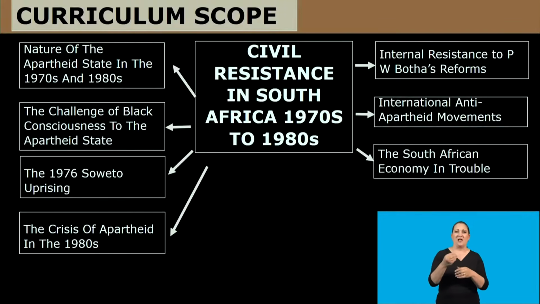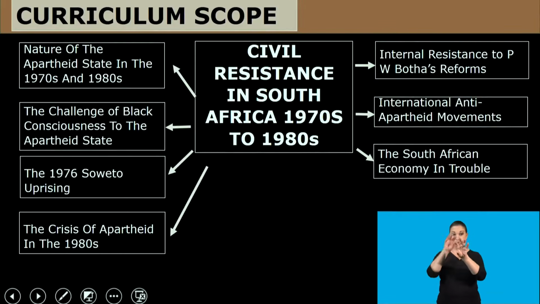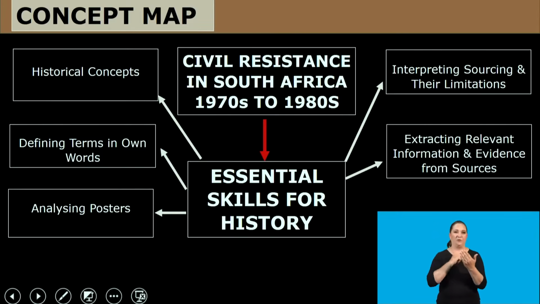Welcome to another history lesson where we will be focusing on civil resistance in South Africa in the 1970s and 80s. Remember, these lessons are meant to help you succeed in your exams. Remember that with civil society resistance in South Africa in the 1970s and 80s, there are lots of sub-themes that you have to know, like the challenges of black consciousness, Soweto uprising, 1980s, and international resistance. Please make sure that you study all of them because questions can come from any of those sub-themes.